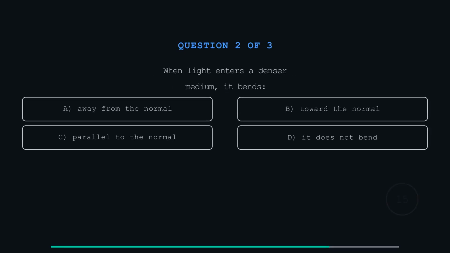Read the question and select your answer. The correct answer is B. Denser medium bends light toward the normal.